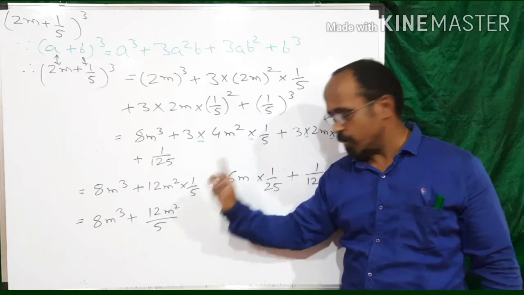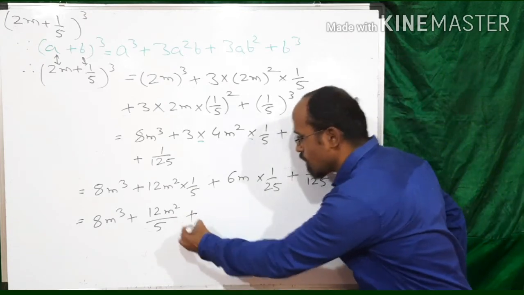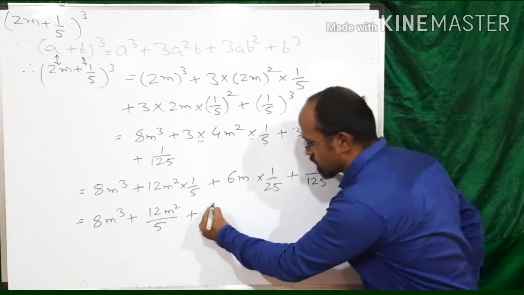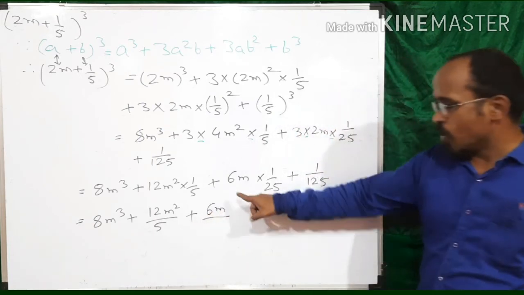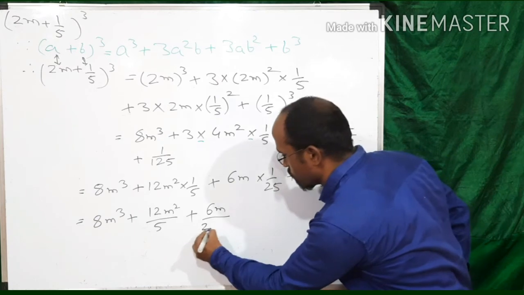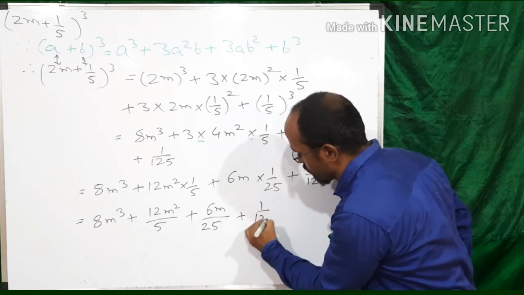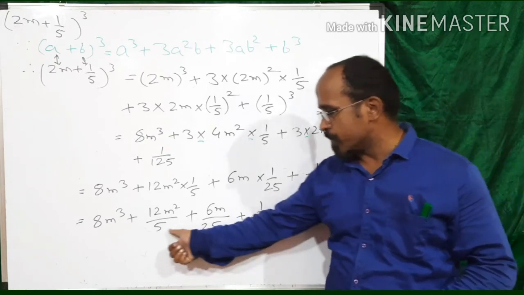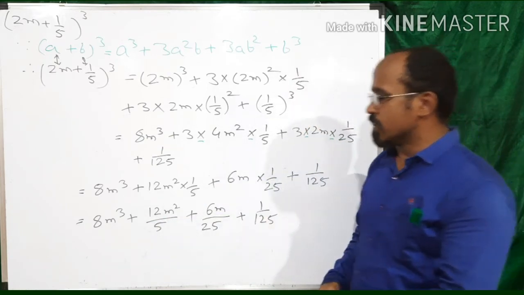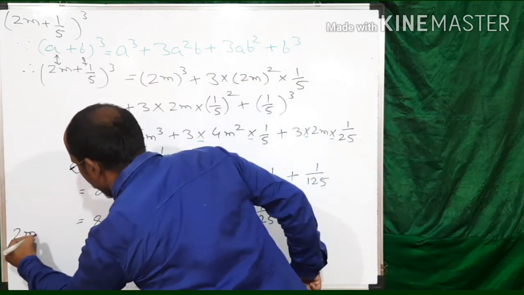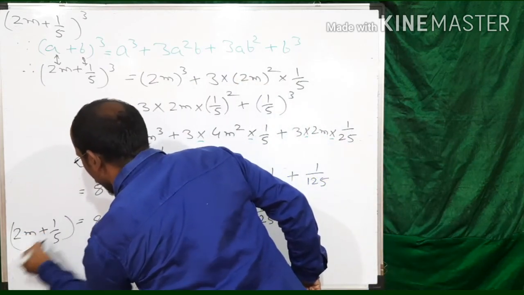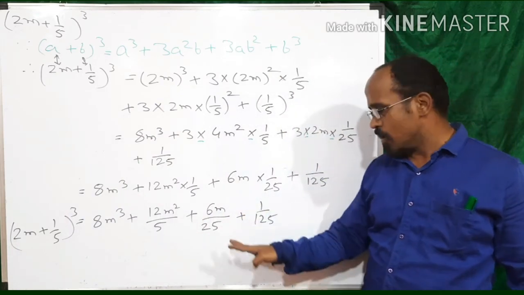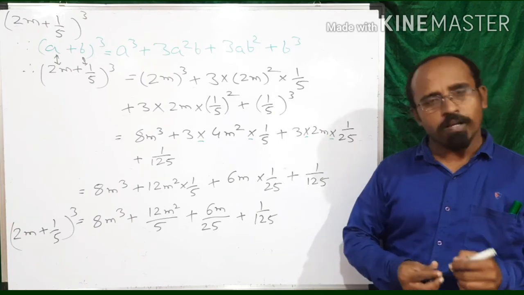1 into 5, 5. Plus, the symbol of both is plus, hence plus 6m into 1, 6m upon 1 into 25, 25, plus 1/125. Next is addition and subtraction, which is not possible because all of the terms are unlike. Hence, this is our final answer. (2m + 1/5)³ is equal to 8m³ + 12m²/5 + 6m/25 + 1/125.